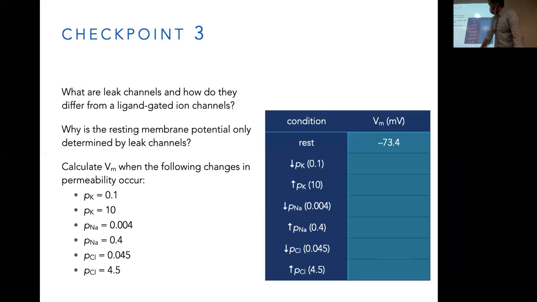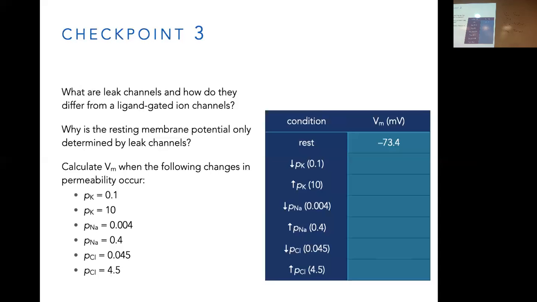So we're resting at about minus 73.4. Based on the typical values for ions inside and outside the cell, and that textbook value of 1 for potassium permeability, about 0.04 for sodium, and about 0.45 for chloride. And what I want you to do is think about what happens whenever we decrease and increase these tenfold. That's what we're going to do in each of these cases.